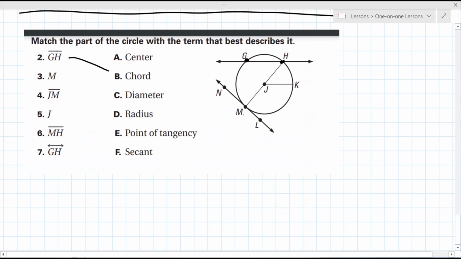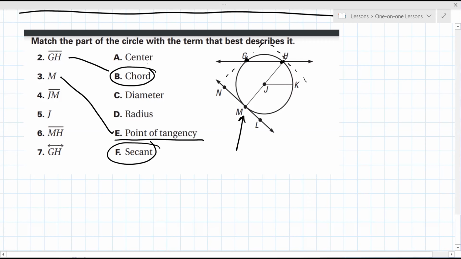M is right there. What describes M? M is probably a point of tangency. Point of tangency. Okay. Is N a point of tangency? No, because it's not touching the circle. How about G and H? No. It could be right because it's on there, and same with H, but not the way it's drawn. Okay.